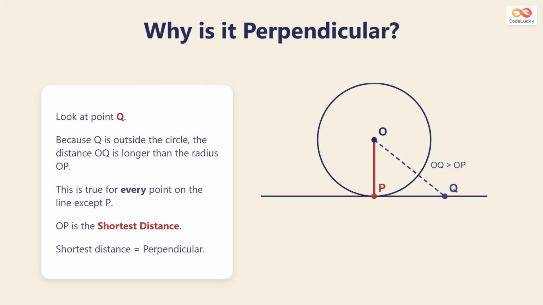Why does this happen? Let's use logic. Take any other point, say Q, on the tangent line. Because Q is not the point of contact, it must lie outside the circle. This means the distance from the center O to Q is longer than the radius. The radius is the shortest possible distance from the center to the line. In geometry, the shortest distance between a point and a line is always the perpendicular distance.